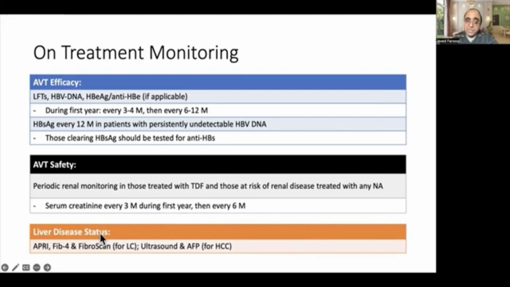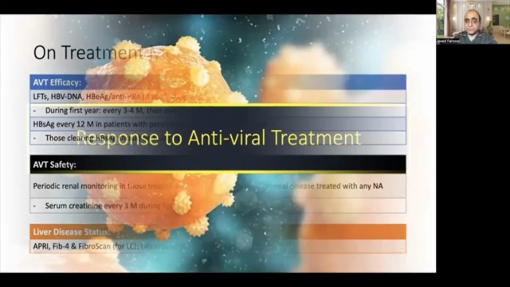And of course, we check the liver disease status as well. Despite the patient being on treatment, we check the status by doing APRI score, FIB-4 score, and FibroScan for liver cirrhosis, and of course, ultrasound and alpha-fetoprotein for HCC surveillance. These are the three main parameters we are monitoring: tests for antiviral treatment efficacy, for antiviral treatment safety, and for the liver disease status.